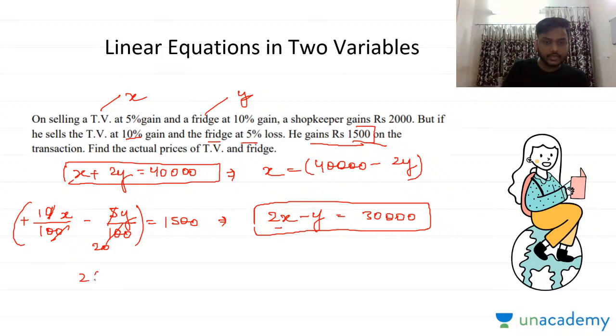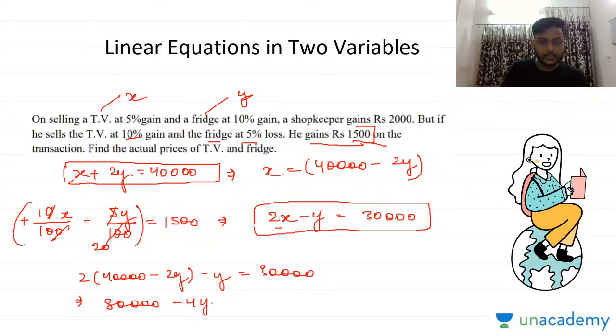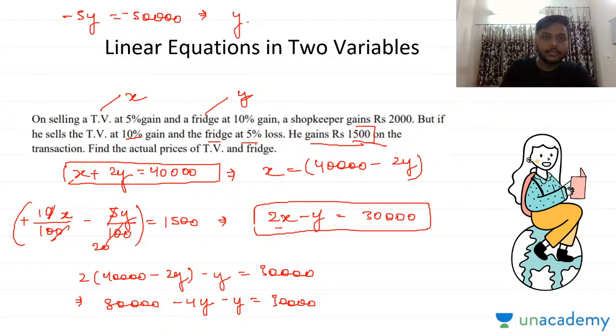So you will be having 2 times of 40,000 minus 2y minus y is equal to 30,000. This will give you what? 80,000 minus 4y minus y is equal to 30,000. Now if I further solve it, what I will be getting? I will be getting minus of 5y is equal to 30,000 minus 80,000. This will be minus of 50,000, and this will give me y is equal to nothing but 10,000.